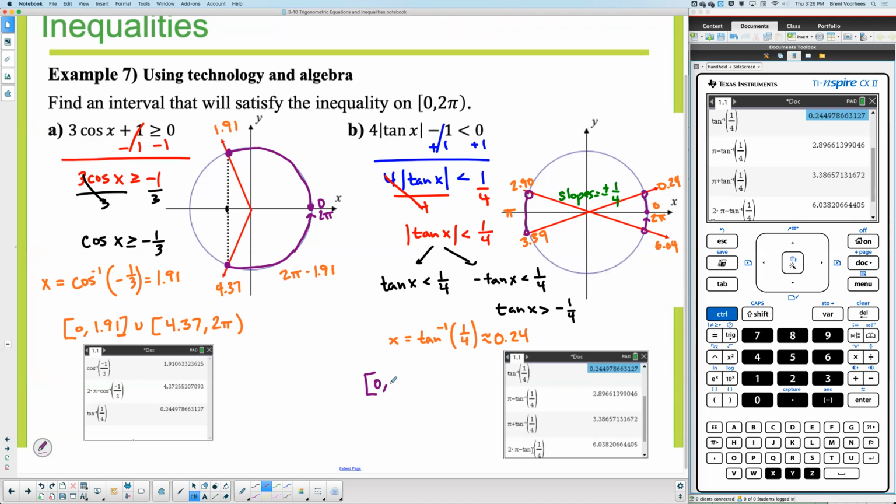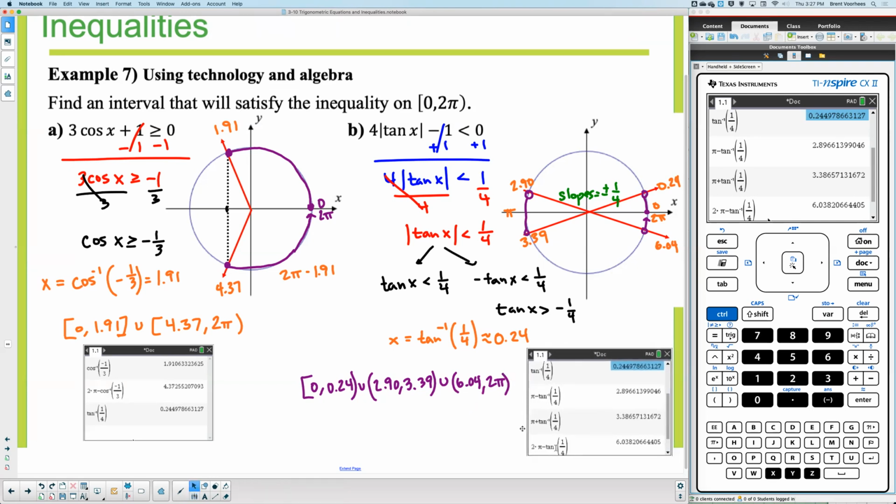So from 0 to 0.24, union, from 2.90 to 3.39. And I'll move this over slightly. Union, from 6.04 to 2 pi. And again, parenthesis on that, because we're not trying to include 2 pi in there. And so those would be our values there.